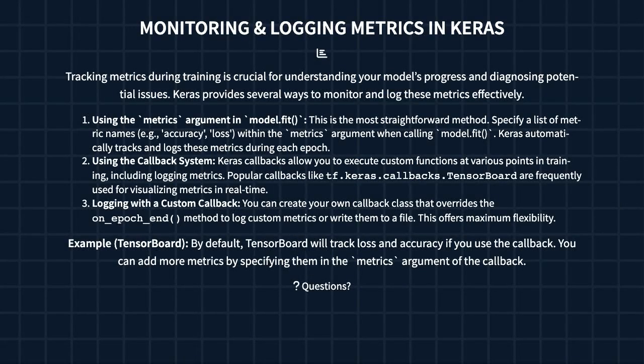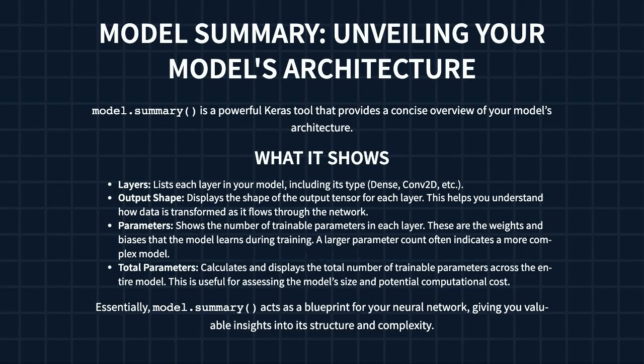Okay, let's talk about keeping an eye on how your Keras model is learning. Monitoring and logging metrics during training is a really important step. First, you can easily specify the metrics you want to track, like accuracy or loss, directly in the model fit function using the metrics argument. It automatically logs those for you. Alternatively, you can use callbacks, which are like little helpers that run during training. The TensorFlow callback TensorBoard is super popular because it lets you visualize your metrics in real time. Or, if you want even more control, you can create your own custom callback to log specific information or save it to a file.